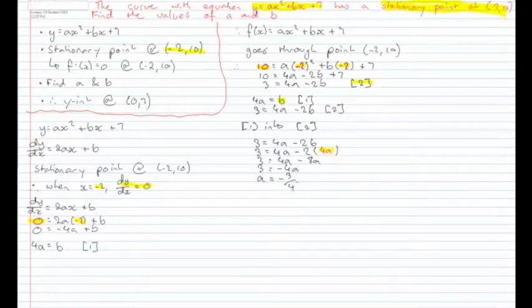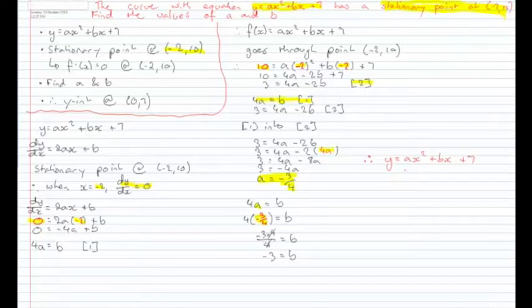Now that I know that a equals negative 3/4, I can now go and substitute that back into equation 1. Alright, so because I found that a was equal to negative 3/4, I was able to then go and substitute it back into the b formula. So 4a equals b. Instead of writing a, I've written negative 3/4. So 4 times negative 3/4 is negative 3 times 4 on 4. Of course, the 4's will cancel out, leaving us with b equals negative 3. So therefore, if y equals ax squared plus bx plus 7, then y is equal to negative 3 on 4x squared minus 3x plus 7.